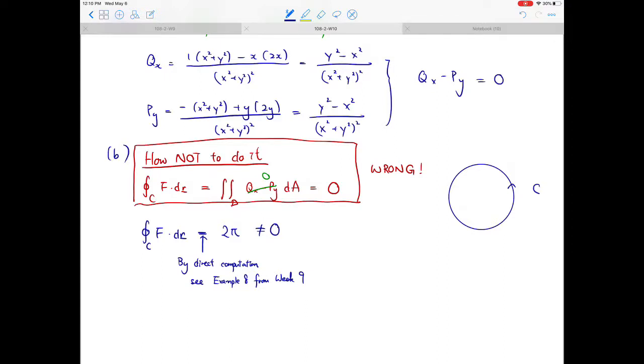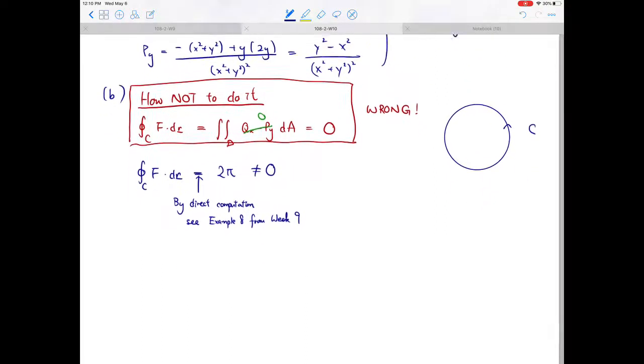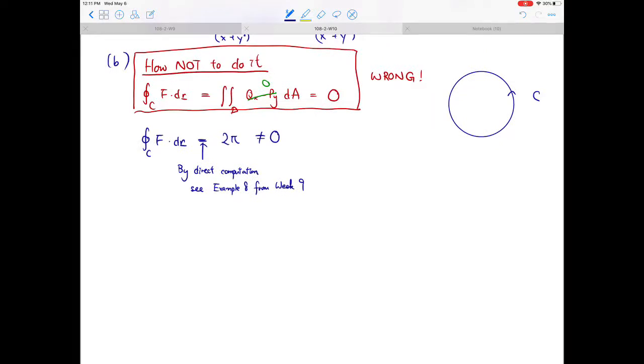So, does it contradict Green's theorem? Green's theorem does not apply here. So what's wrong? Of course, this does not contradict Green's theorem. Green's theorem is true.